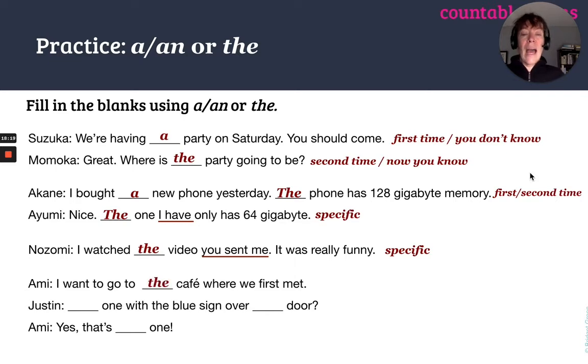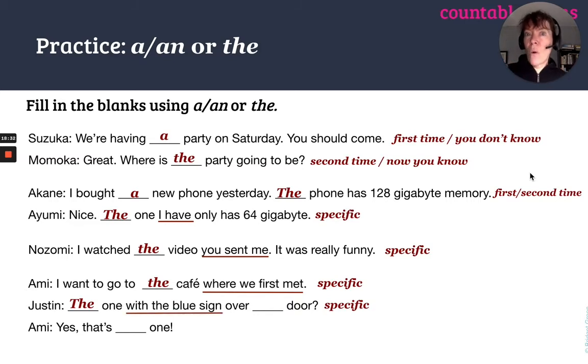I want to go to the cafe where we first met. Again, this is specific because where we first met. The one with the blue sign over the door? Specific. I'm telling you that one with the blue sign. The door. There's only one door. Well, there's only one door that we're thinking of. And that's the one. Good.